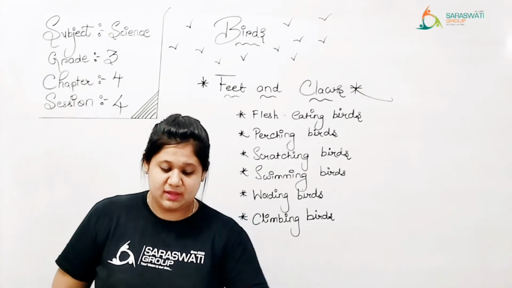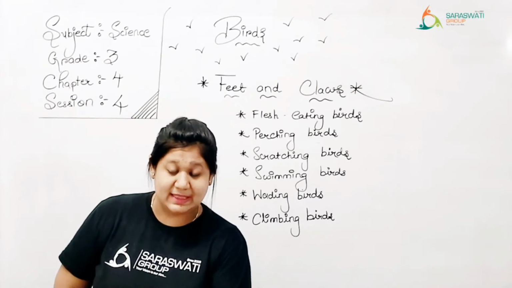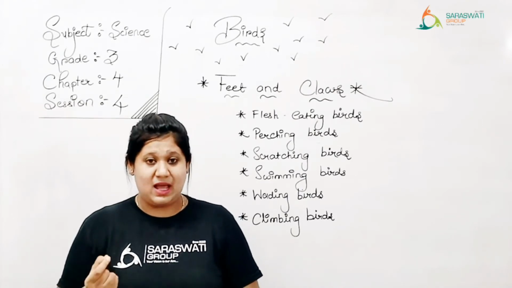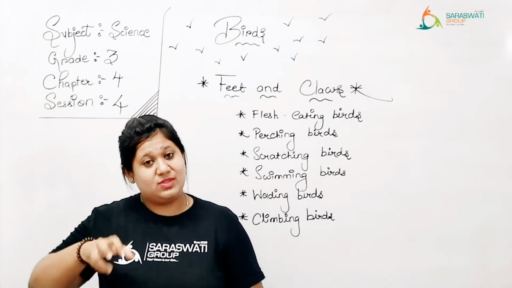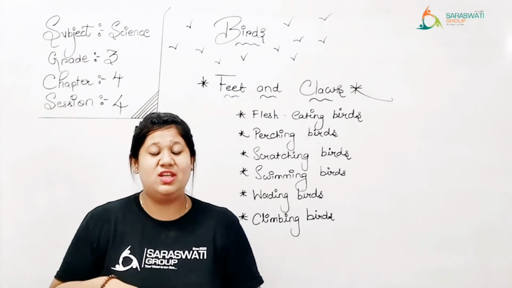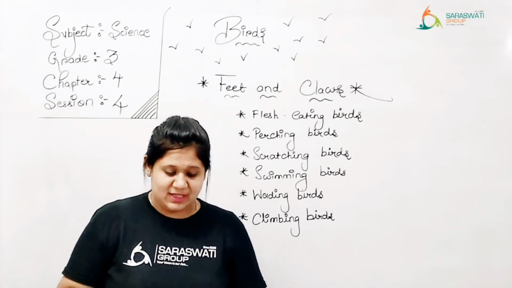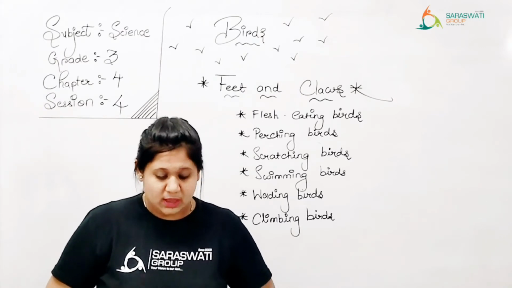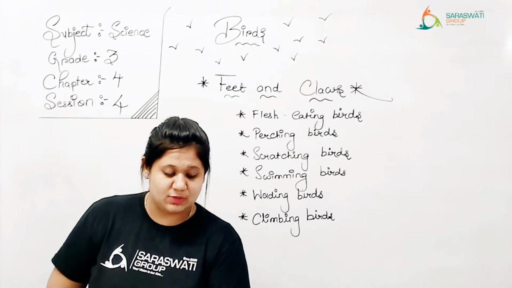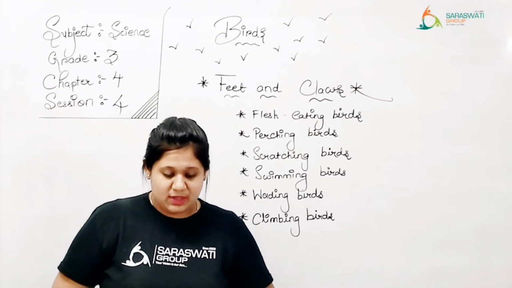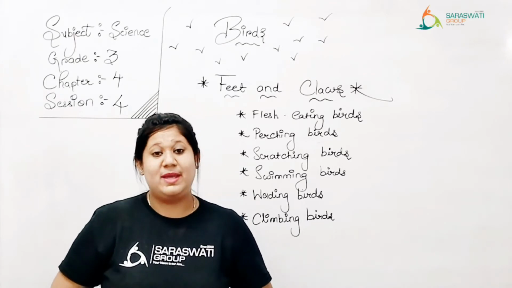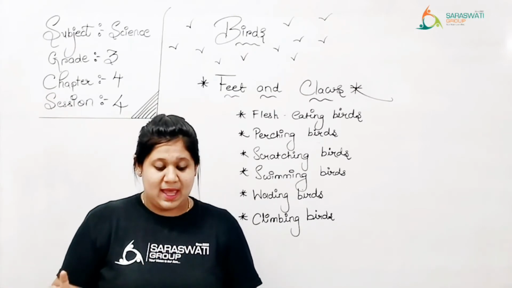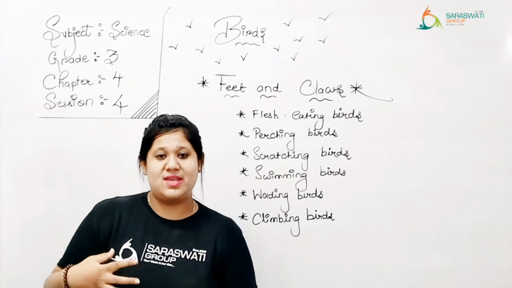Each toe has a curved and pointed claw at its end. At the end of each toe there is a pointed claw, right? With the pointed claw they can catch any prey, or they can easily sit anywhere, right? Birds use their feet and claws to catch food, to protect themselves and to sit on tree branches. These pointed claws help them to get food for themselves. They can easily sit on any branches and it also helps to protect themselves.